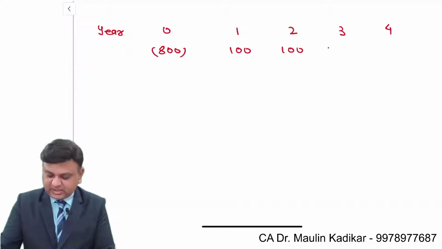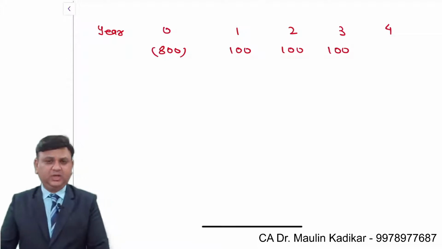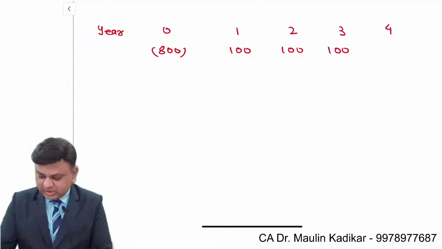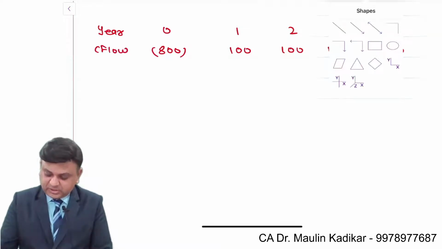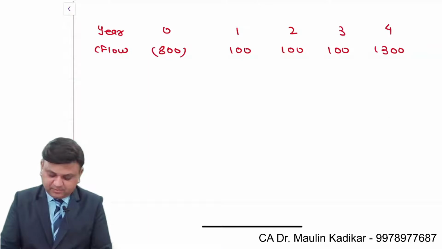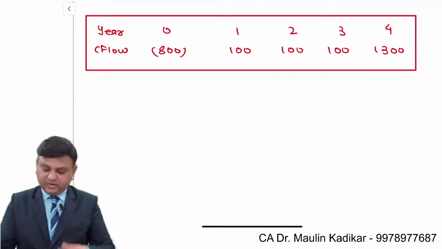First year, second year, third year. Last year, redemption of the security is at premium, let us say 1200. So the redemption value of the security is 1300. So this is the cash flow of the security starting from year 0 to end of year 4.